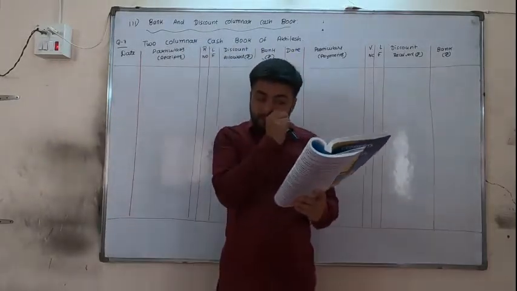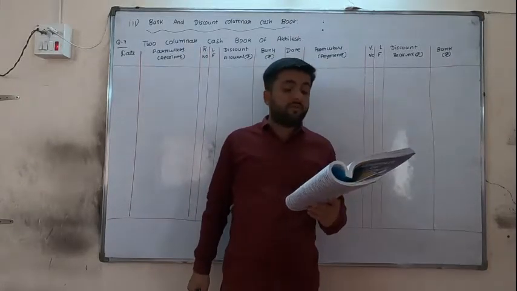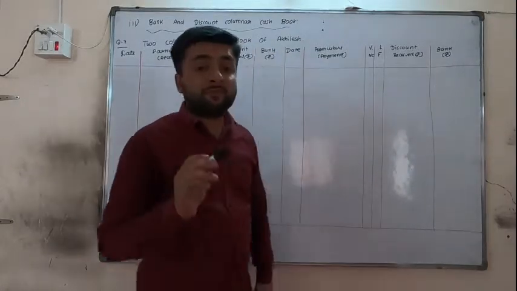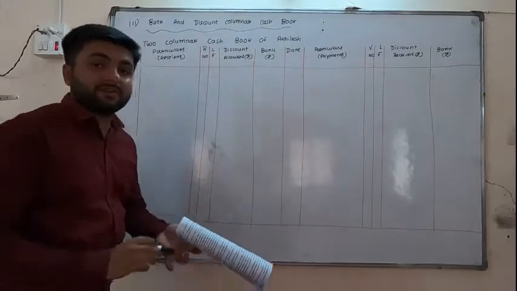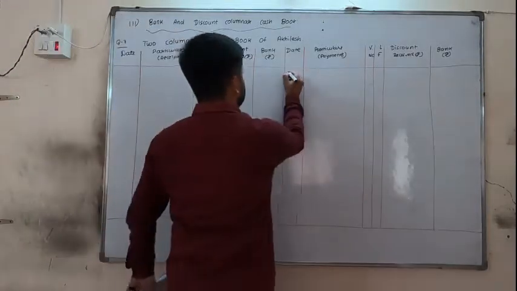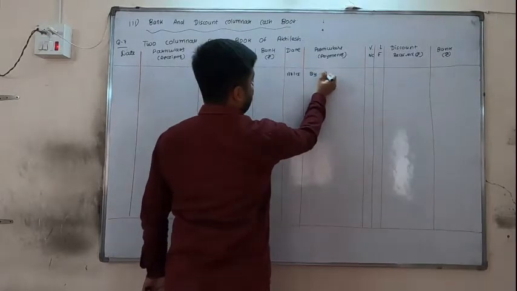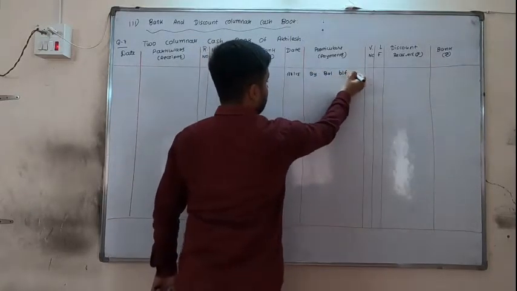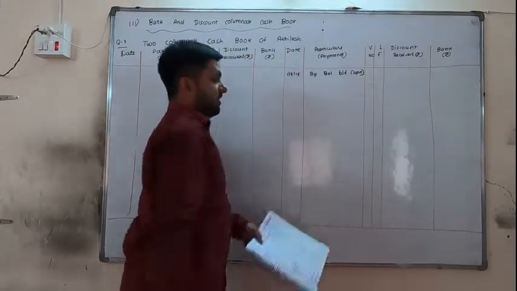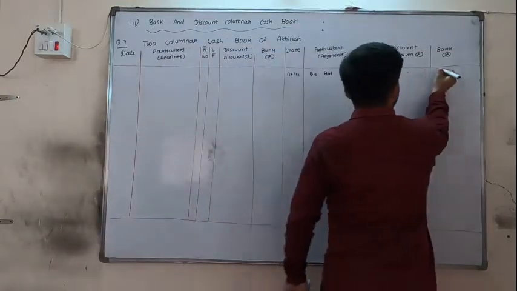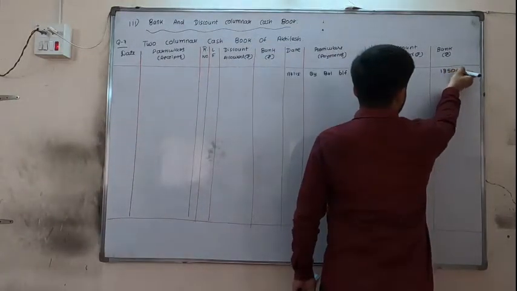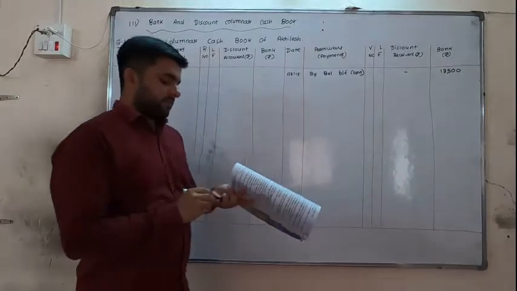1st July 2015, opening bank overdraft is 13,500. So the opening balance will be on the credit side because it is an overdraft. So on 1/7/15, by balance brought forward, it is opening bank overdraft. It is 13,500. Discounts cannot have a balance.